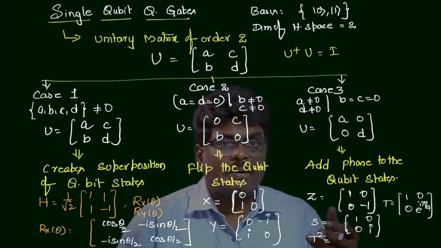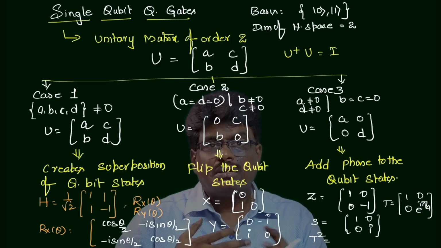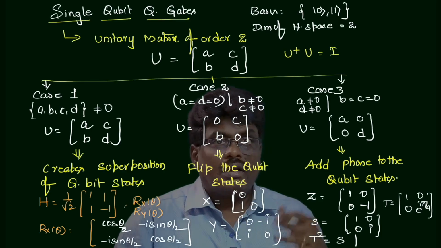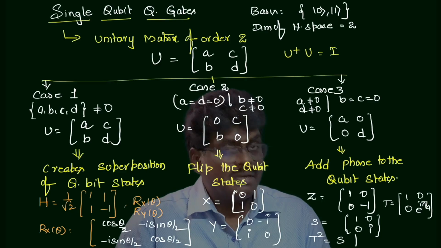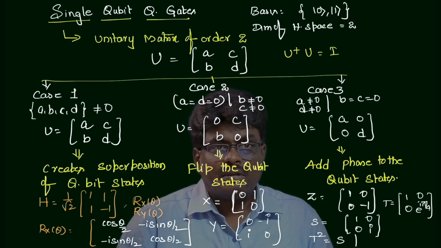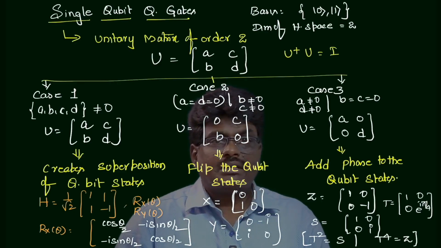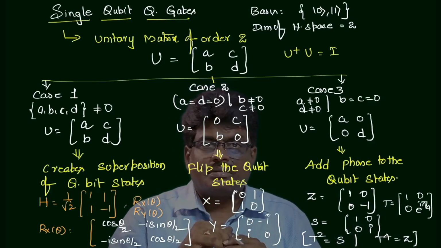And if you see the relation between all these things, you can write T square. T square means e power i pi by 4 whole square. If you take it, you will get e power i pi by 2, which is nothing but i. So that's why T square equals S. And if I take T power 4, that means e power i pi by 4 whole power 4, you will get e power i pi, which is nothing but minus 1. So that's why I can take T power 4 as Z, right?